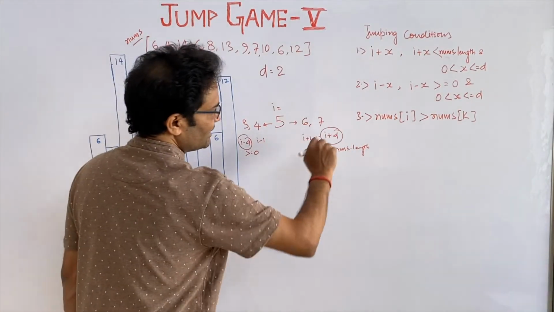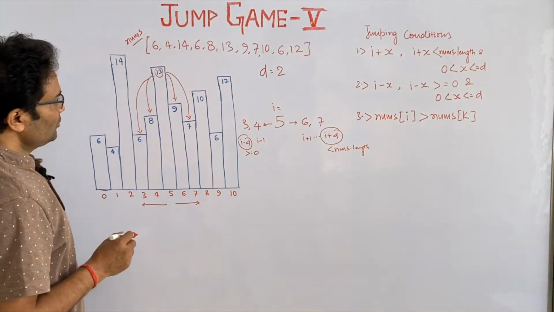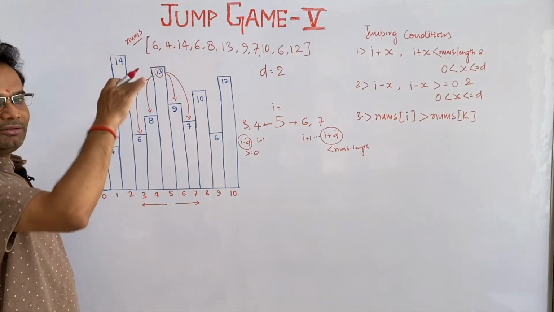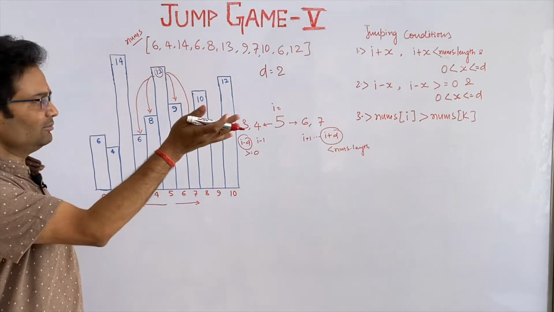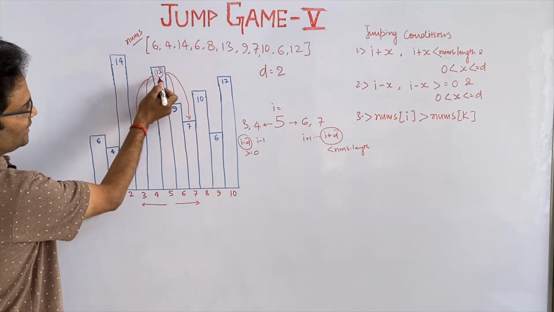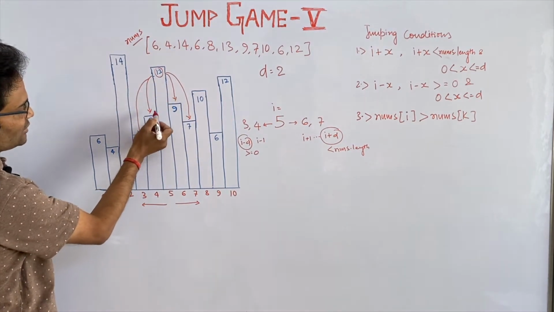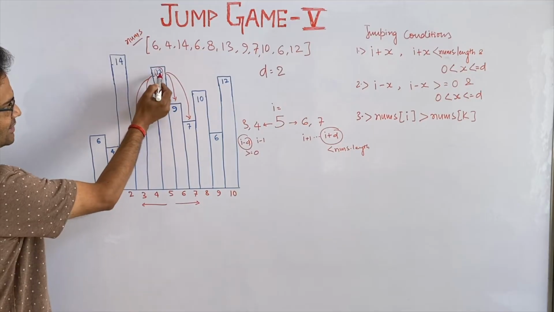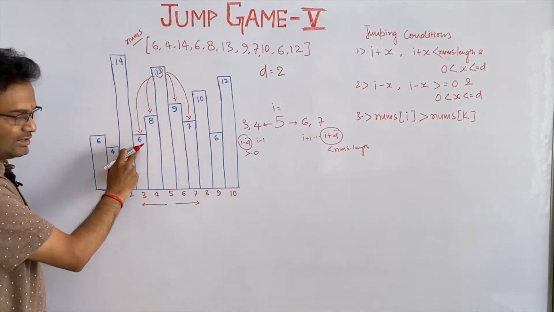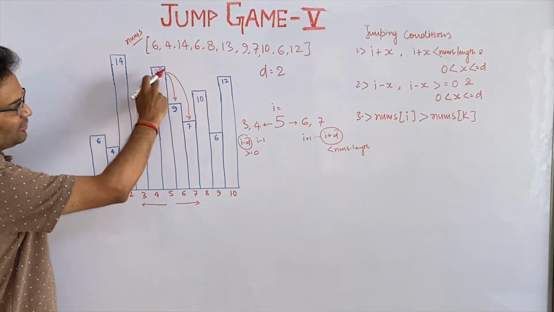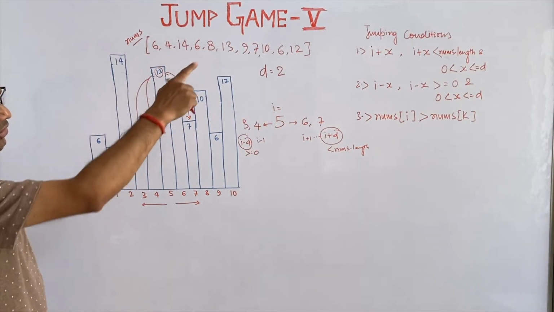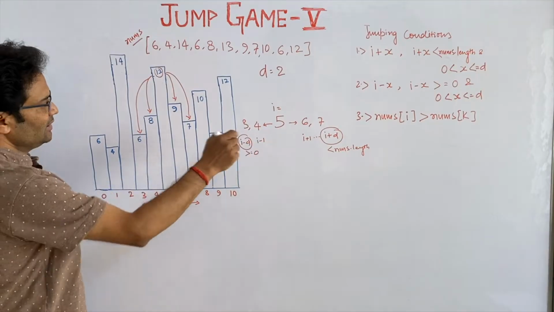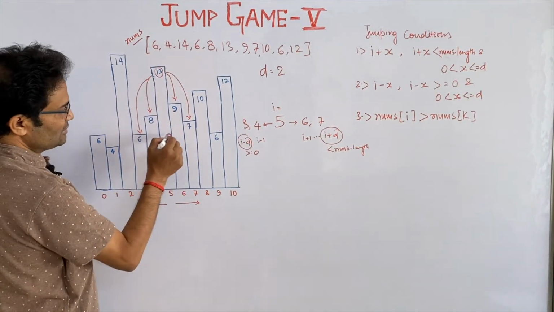But the third condition is also there. You can jump only from a higher to a lower building. You cannot jump from a lower to a higher building. So this is the 14 and this value is 8, so you can jump. This is the 14, this value is 6, you can jump. This is the 14 building, you can jump to 9, jump to 7. So in this case all three conditions are satisfied and we can jump from 14 to these four buildings.